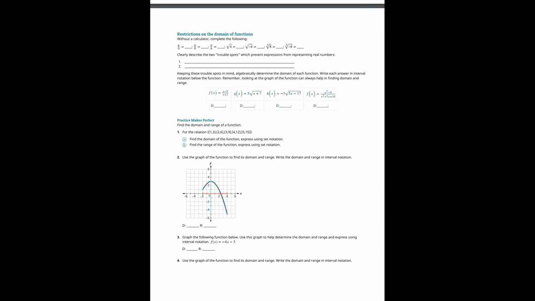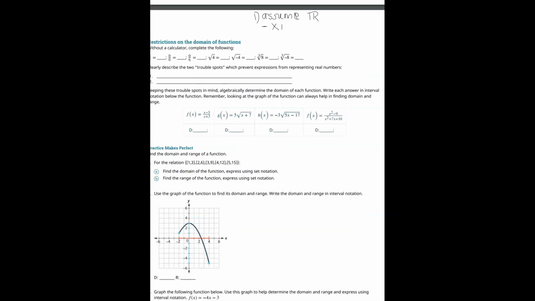When we start making assumptions about functions and their domains, the first thing that we do is we assume all real numbers. Ooh, that's an E, hello. So we assume all real numbers, but then we have to look for two restrictions. The first restriction is, is there an x?